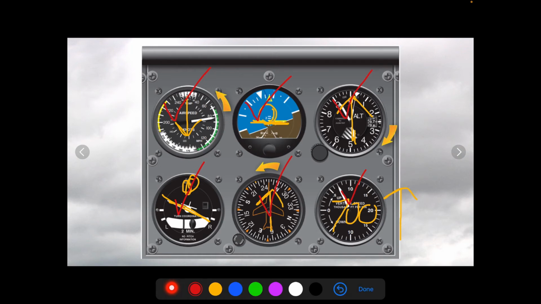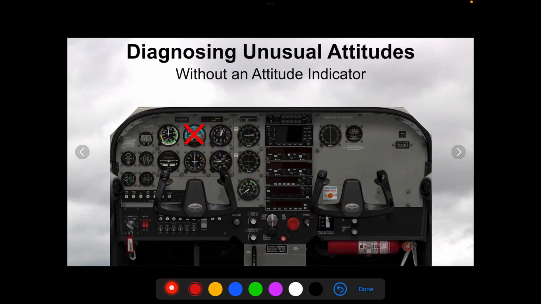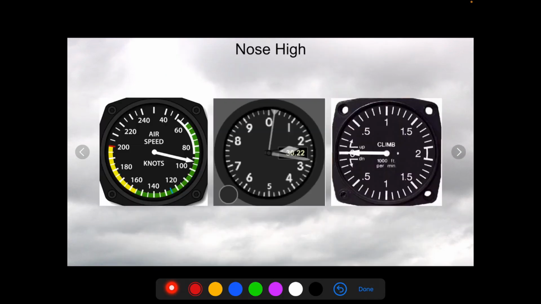And it doesn't seem that any of our instruments are faulty. So how do we diagnose any attitude, not just an unusual attitude, if we don't have an attitude indicator and it's cloudy, IFR flight, we can't see out our window? This can happen. We can lose attitude indicators for a variety of reasons. Maybe it's tumbling, maybe the vacuum system or something's wrong, right? So we kind of alluded to this before, but we can use other instruments.